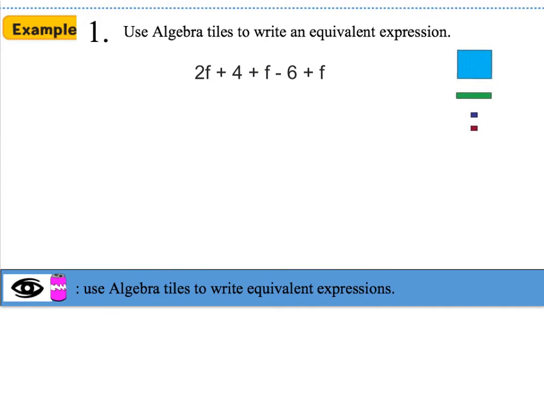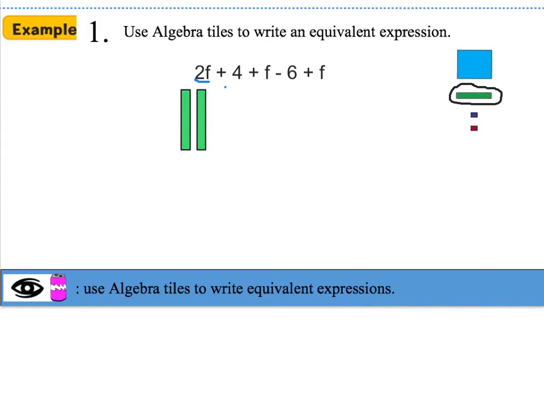For example 1, it says use algebra tiles to write an equivalent expression. So they're giving us this algebraic expression below that says 2f plus 4 plus f minus 6 plus f. So let's take a look at our first term. Our first term says 2f. This is a variable term, and we can use these algebra tiles to represent our variable term. So this tile represents the variable. So we can say this is going to represent f. So I drew 2 variable tiles because that represents 2f.